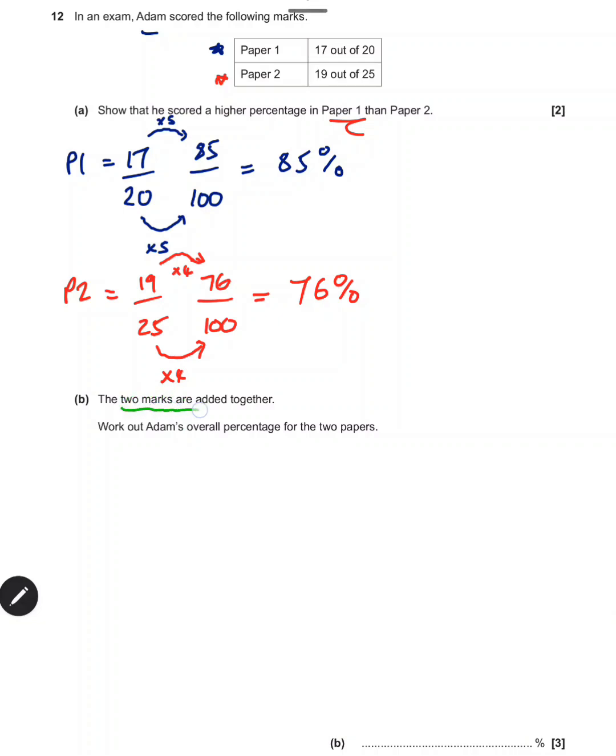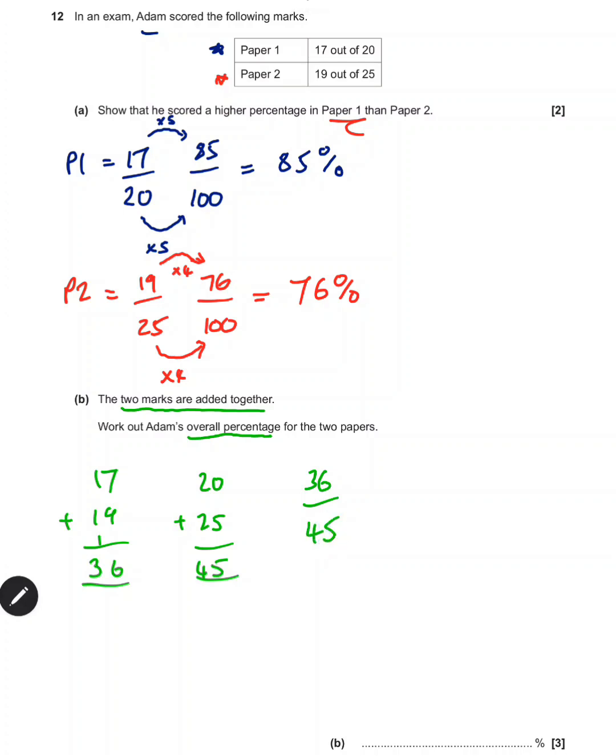Part B says the 2 marks are added together and what's the overall percentage for the 2 papers? Well, if we add the scores together, 17 add 19. 9 add 7 is 16, and 1 add 1 add 1 is 3. So he gets 36. Don't forget these are out of different amounts, so we've also got to do 20 added to 25, and that would be 45. So he gets 36 out of 45. And again, we're looking to change this to a percentage.